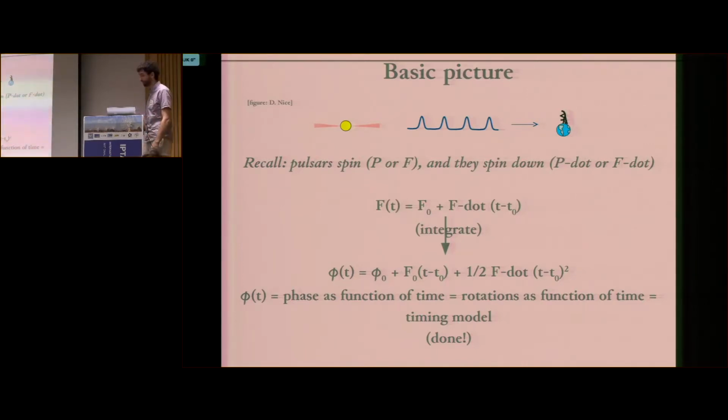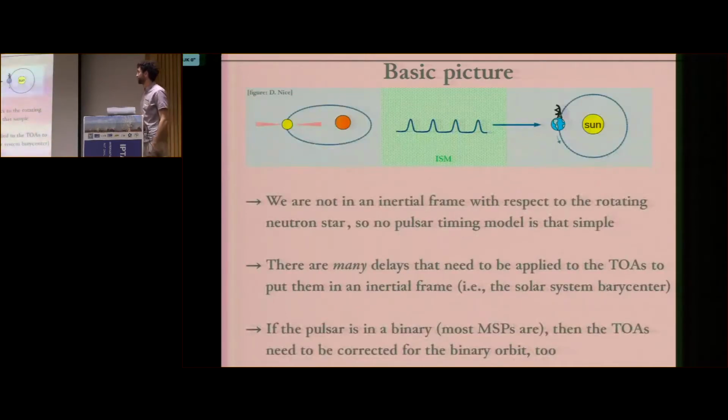You would be done if life were this simple, but as it turns out, this is not reality, right? There's not just a pulsar sitting there and we're sitting here on Earth in the same reference frame staring at it. We are not in an inertial frame with respect to the rotating neutron star. So most millisecond pulsars are in a binary, so it's going around in an orbit. Obviously, we are going around in an orbit, and there's all this stuff in between us called the interstellar medium that also changes the arrival time of the TOA. So there are very many delays that need to be applied to the observed TOA quantities in order to put them into an inertial reference frame, and that inertial reference frame is the solar system barycenter.